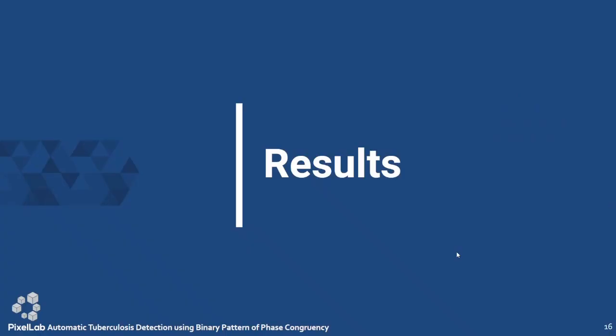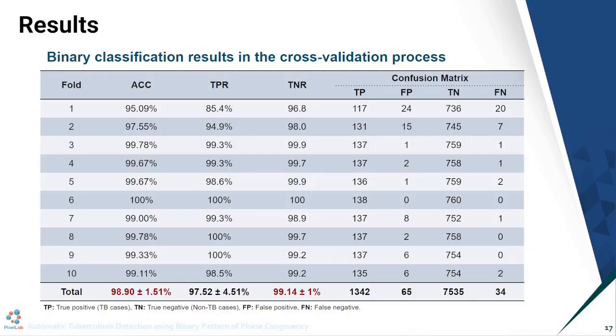Results. This table shows the results for each fold in the cross-validation process. And in the last line, we show the mean results and their standard deviation. Note that the ACC and TNR have smaller STD than TPR, which is partially explained by the imbalance of classes, since there is a much smaller number of samples of TB cases. In general, the model is stable and obtains expressive values for all measures.